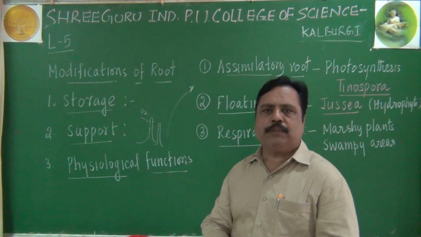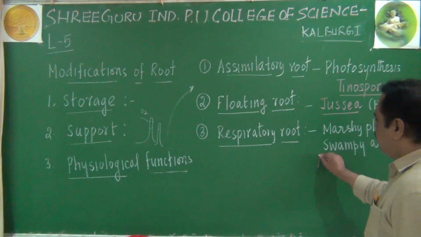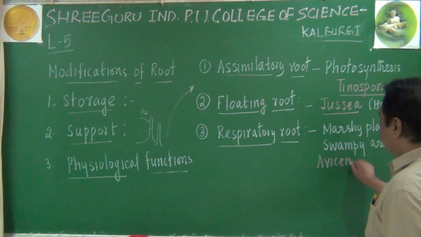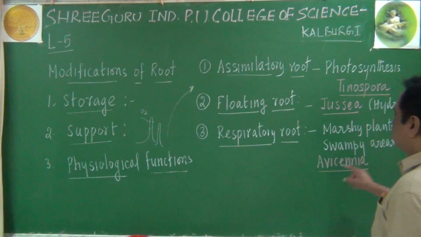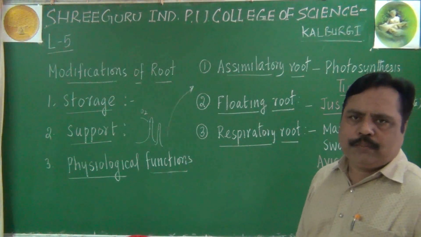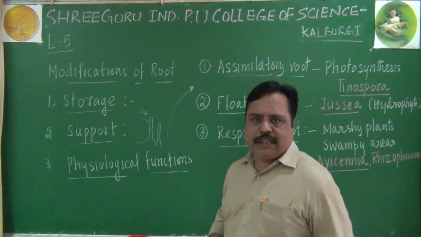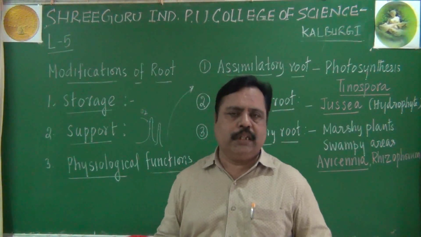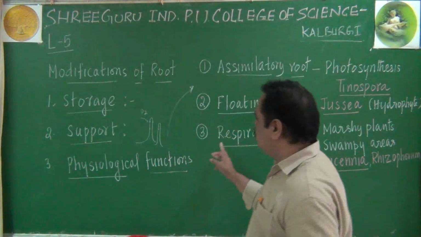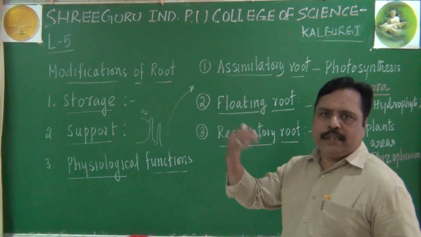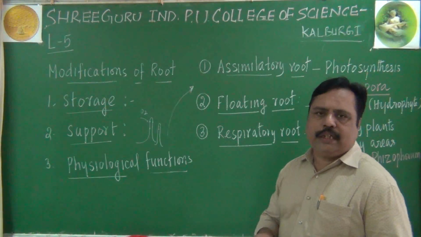What is the example for respiratory root? You must know one plant called Avicennia, you have to remember. Avicennia is the best example for respiratory root. Not only Avicennia, in your textbook, Rhizophora is also given. That Rhizophora also exhibits this type of respiratory root. Rhizophora or Avicennia, they grow in marshy places, swampy places. They are meant for respiration, taking in oxygen and giving out carbon dioxide.